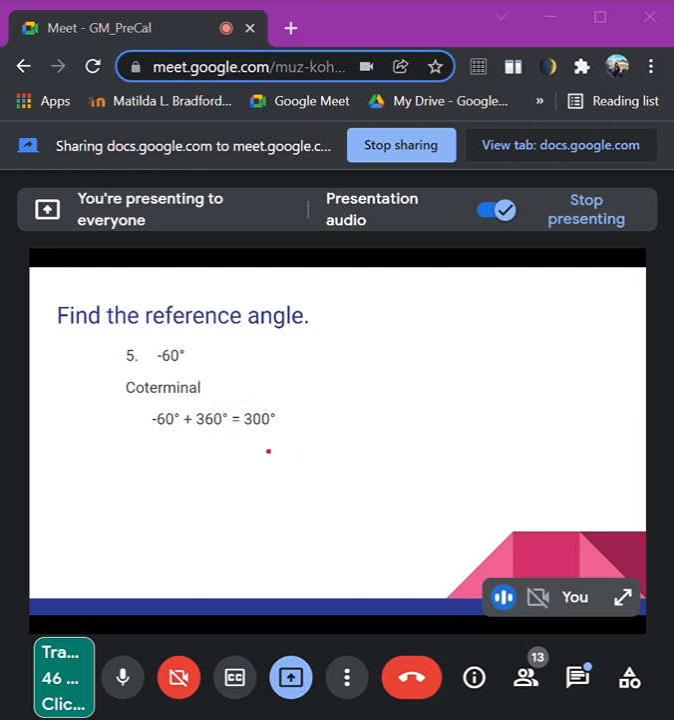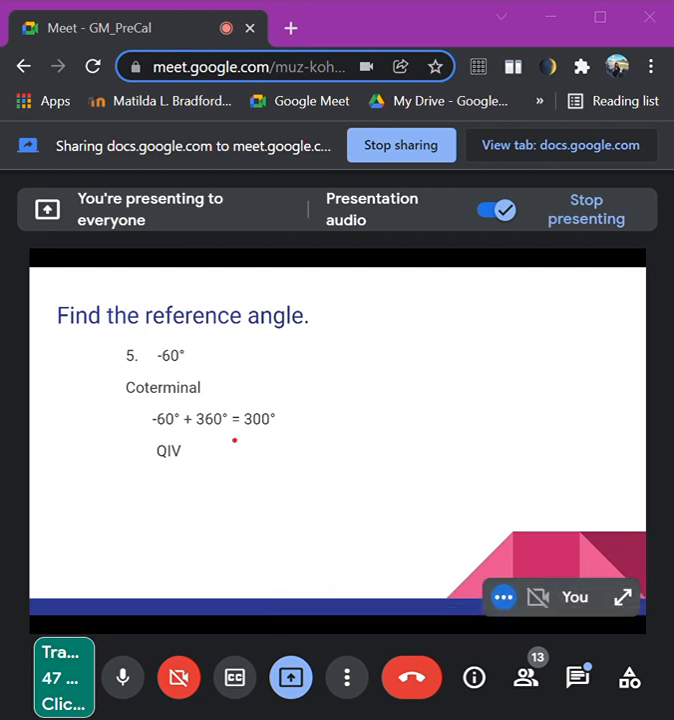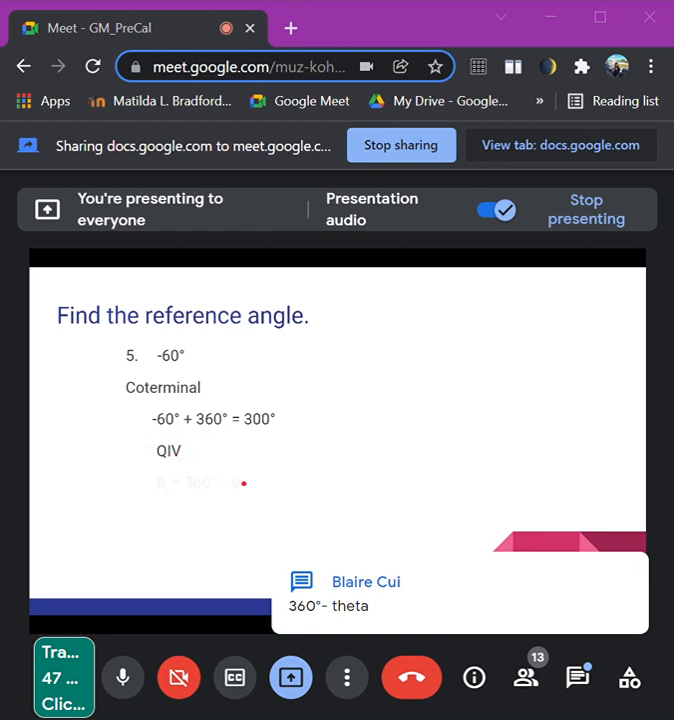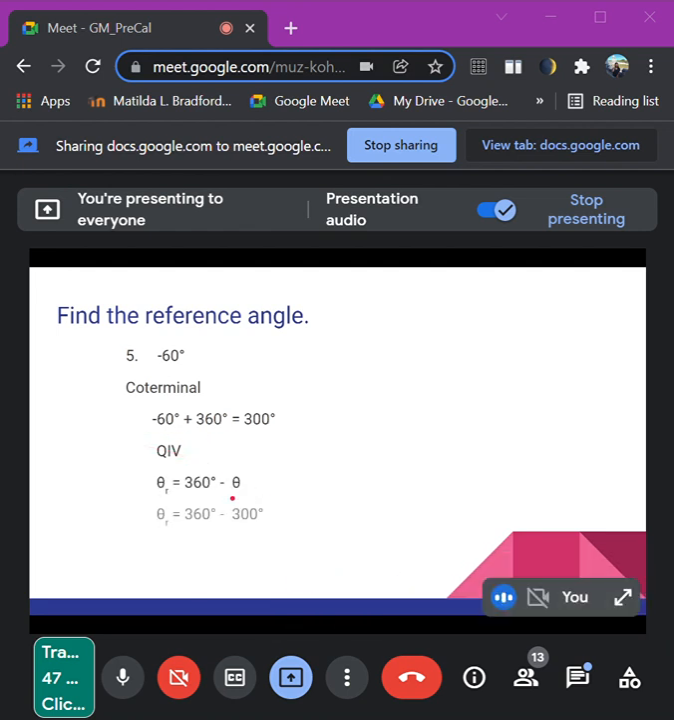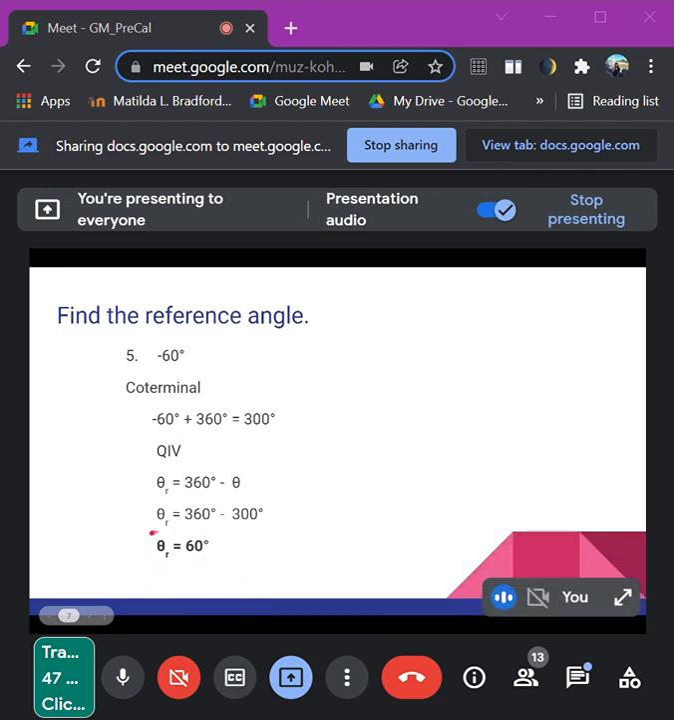So, you have there 300 degrees. So, unsa siya nga quadrant class? That is quadrant 4. What's the formula for quadrant 4? Okay, 360 minus theta. Now, 360 minus 300. Okay, that is 60 degrees. So, that is the reference angle of your negative 60 degrees.